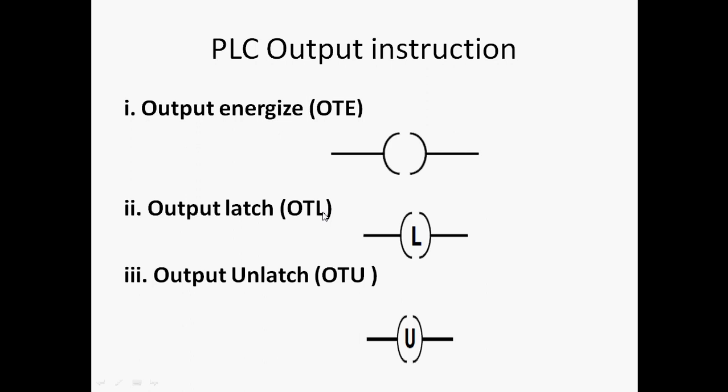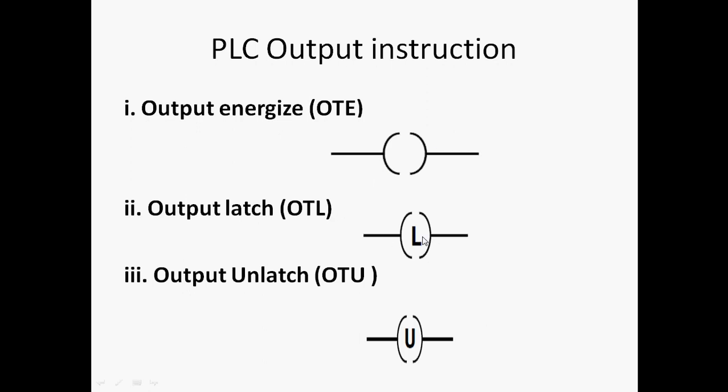The next terminology is output energized, that is OTE. Then OTL, that is output latch. OTE means output energized: if a lamp is there, or a siren is there, those are the conditions we organize by output energized, which is part of the output instruction set. We can indicate it by this symbol.